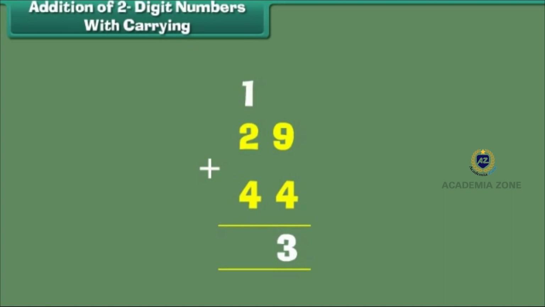The digits at the tens place are 1, 2 and 4. 1 plus 2 plus 4 is equal to 7. Therefore, 29 plus 44 is equal to 73.